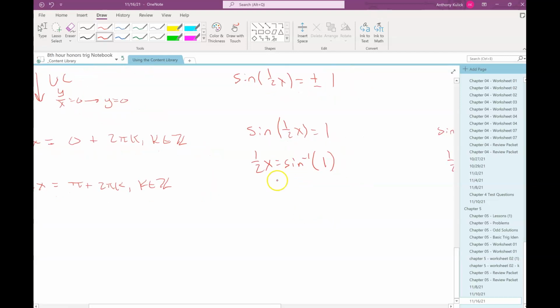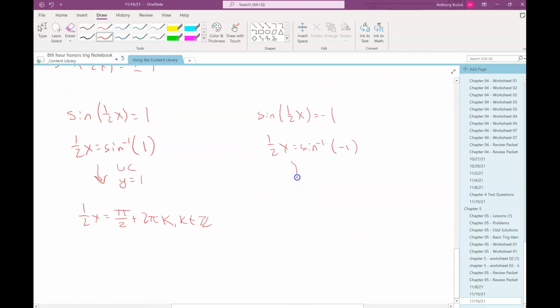Okay, let's go over to these ones. I'm going to go to the unit circle when y is 1. That happens at pi over 2. And the other one, we're going to go to the unit circle where y is negative 1. That happens at 3 pi over 2. So far, so good.